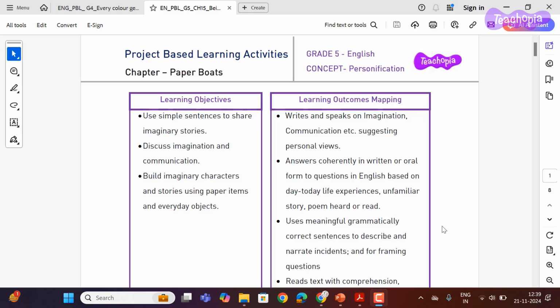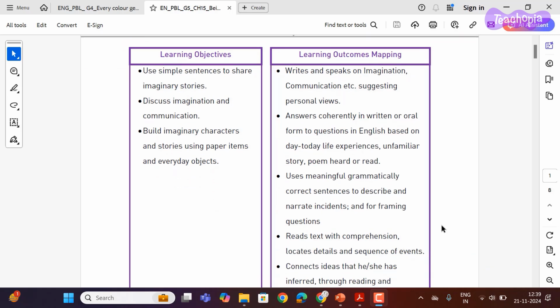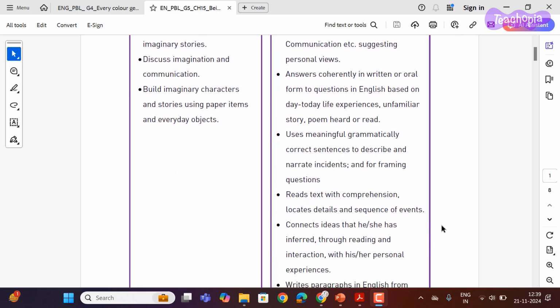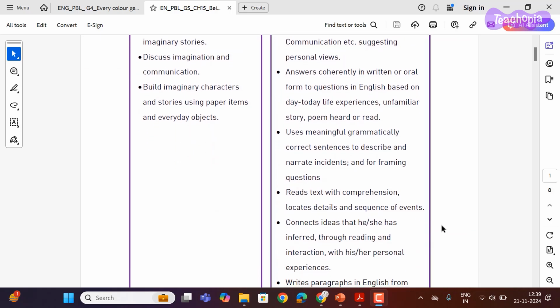The learning outcomes: writes and speaks on imagination, communication, etc., suggesting personal views. Answers coherently in written or oral form to questions in English based on day-to-day experiences, unfamiliar story, poem heard or read. Uses meaningful grammatically correct sentences to describe and narrate incidents and for framing questions.